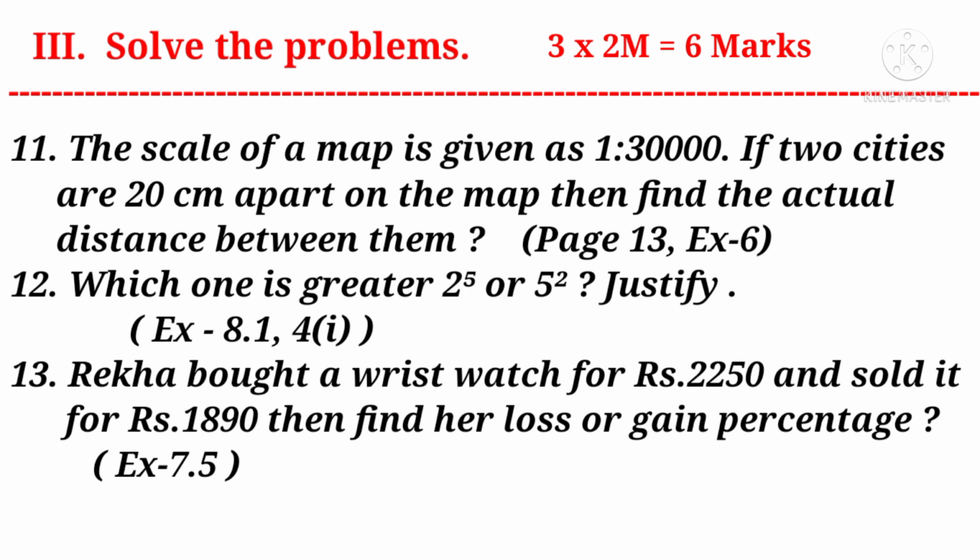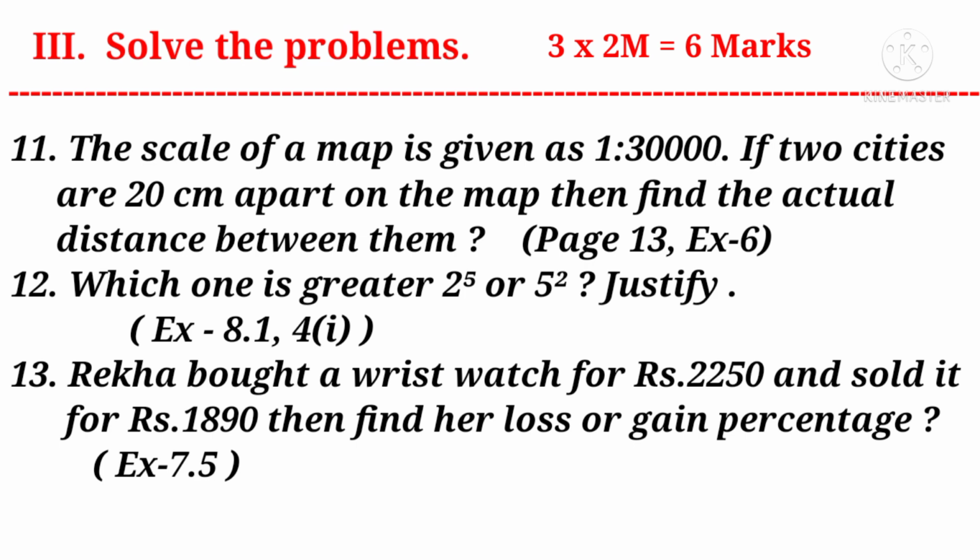12th question. Which one is greater, 2 power 5 or 5 power 2? Justify. It is a question from 8th chapter. 13th question. Rekha bought a wristwatch for 2250 rupees and sold it for 1890 rupees, then find her loss or gain percentage. It is a question from 7th chapter.